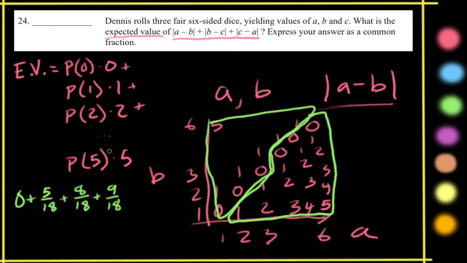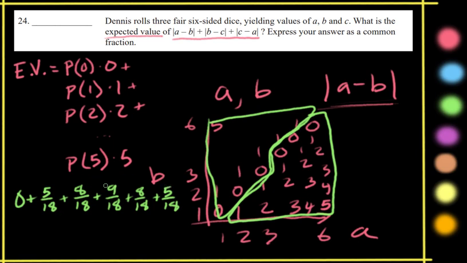And then the probability of getting a 4 is 2 over 18, but I have to multiply that by 4, so that gives me, again, 8 over 18. And the probability of getting a 5 is 1 out of 18, and I multiply that by 5, that gives me 5 out of 18. We just add these all together and we'll get our expected value. So it's some number of 18ths. Let's see what we've got.